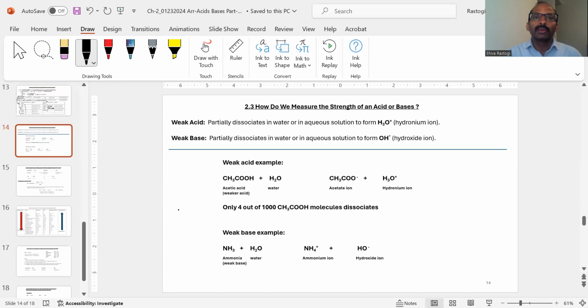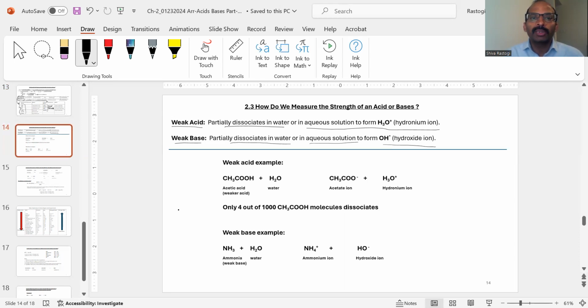But some acids are not strong, so they are called weak acids. Basically organic acids and organic bases are also weak. So what is the meaning of weak acid? Weak acids partially dissociate in water or in aqueous solution to form hydronium ion. Weak bases are those which partially dissociate in water or in aqueous solution to form hydroxide ion. So this is the difference.